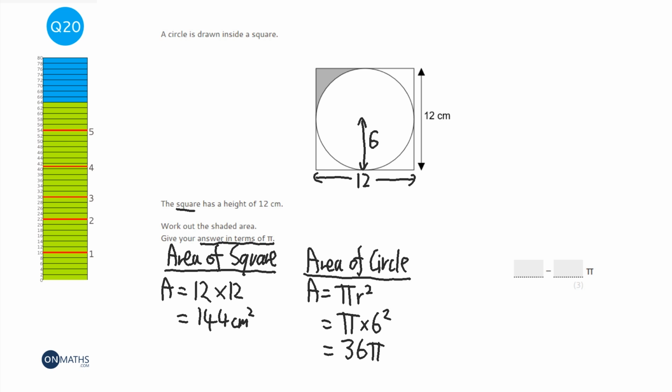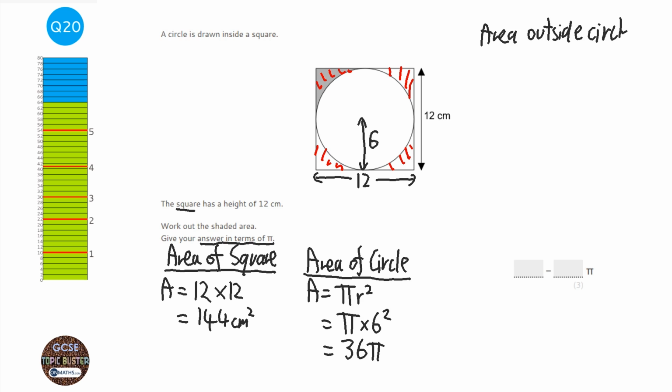Okay, so we need to work out the area of all of the outside, including this shaded bit. So area outside circle. So I'm trying to show the examiner that I'm working out the area that I've shaded in red. So the area of that is the area of the square, which is 144, take away the area of the circle, which is 36 pi.